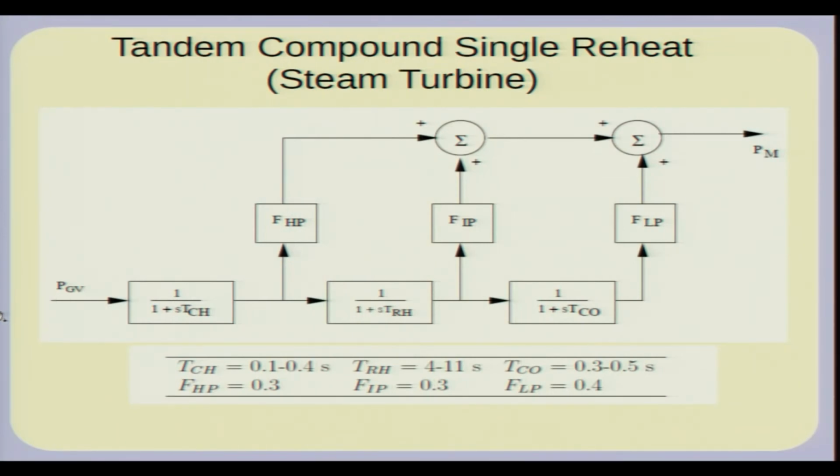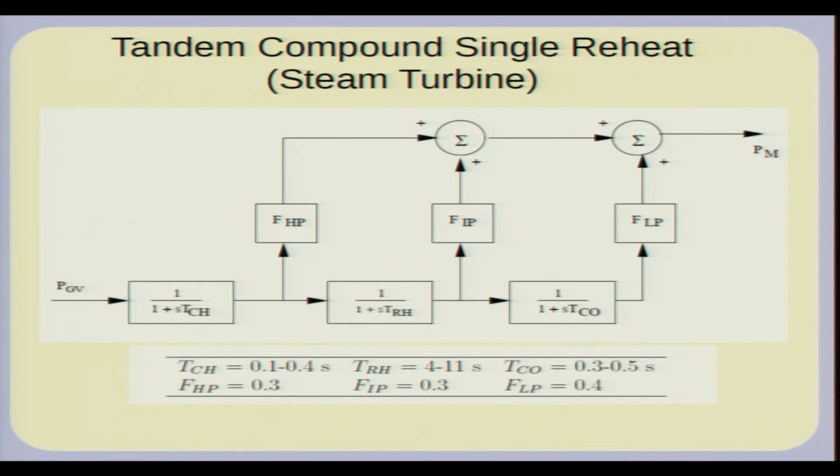This is a kind of normalized block diagram of a turbine for small changes in the gate position. If you change the valve position in a steam turbine, you will find that the output PM changes after some time, and in fact, the behavior is determined by this transfer function representation. This is of course a representation for small disturbances.